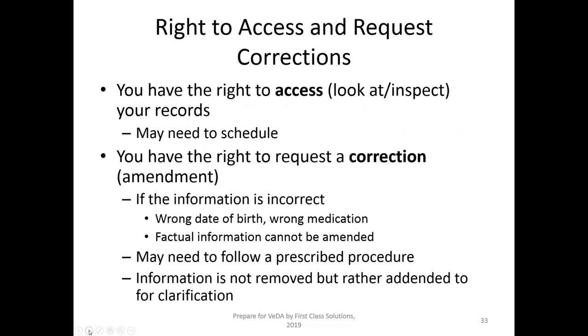The first one is the right of access. The second one is the request of corrections. You have the right to access, which literally means look at and inspect your records. You may need to schedule the visit to access your records. The Health Information Management Department will often need to assign someone to help you navigate their electronic health record. So when you're accessing your records at an organization that has your records on an EHR, an electronic health record, you're probably going to be seeing that record on the electronic health record. They won't be printing it out in paper, okay?